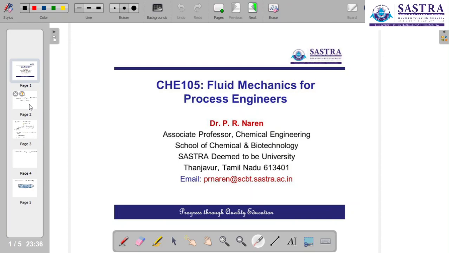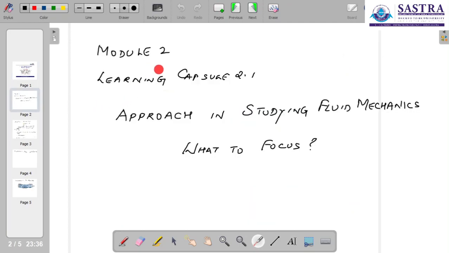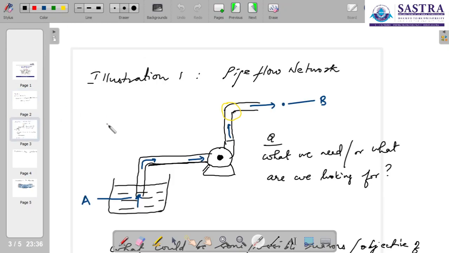This is a short learning capsule as part of the Fluid Mechanics for Process Engineers course that I take at SASTRA. This is learning module 2, and in this module we are going to see what are the typical approaches that we adopt in fluid mechanics. These approaches that we adopt while studying fluid mechanics problems are based on what is the focus, what we are interested in typically when we analyze a fluid mechanics context. Let me first show you some illustrations and then we'll go to these approaches.